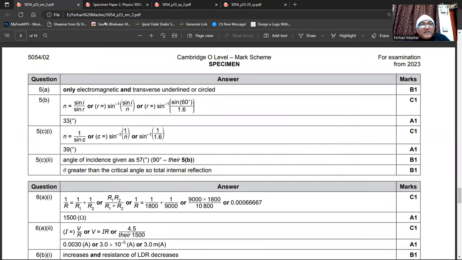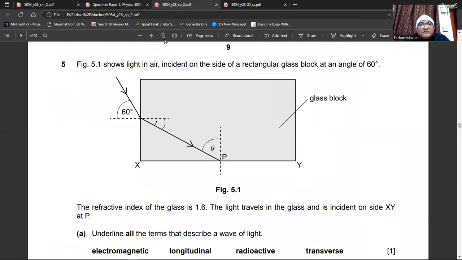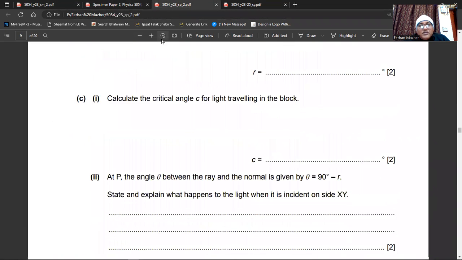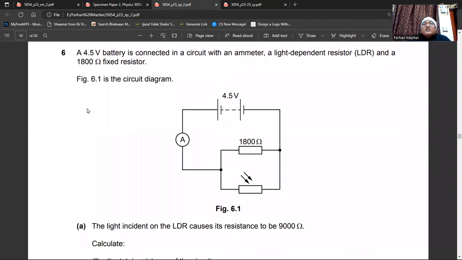So you can see the marking scheme. So our answers are right, sir. Okay. So we are done with question 5. Now we are going to question number 6.